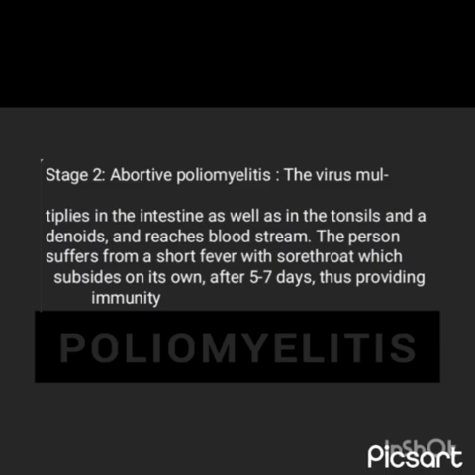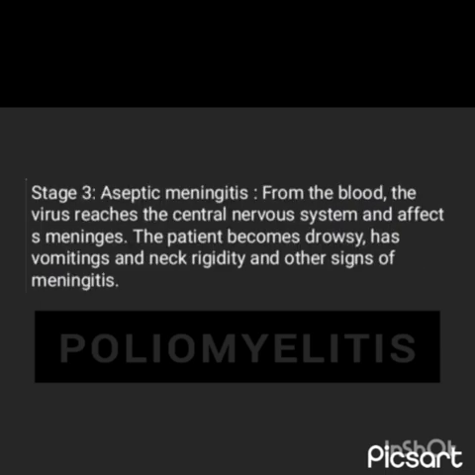Stage 2, abortive poliomyelitis. The virus multiplies in the intestine as well as in the tonsils and adenoids and reaches bloodstream. The person suffers from a short fever with sore throat, which subsides on its own after 5 to 7 days, thus providing immunity. Stage 3, aseptic meningitis. From the blood, the virus reaches the central nervous system and affects meninges. The patient becomes drowsy, has vomiting and neck rigidity and other signs of meningitis.